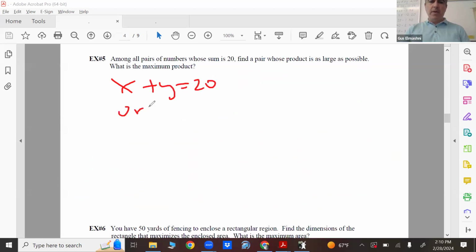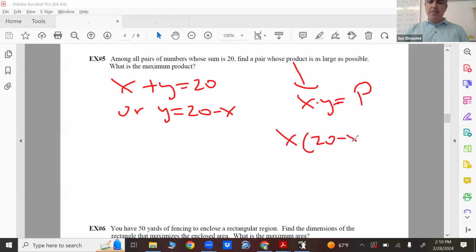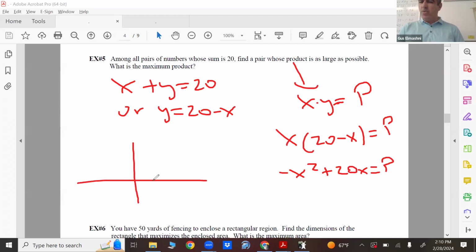equals 20, so y equals 20 minus x. So when you want a product, that's x times y. I'll call it capital P for product. I'm going to replace y with 20 minus x, and I wind up getting an equation, right? But if you think about it, I could approach this graphically.